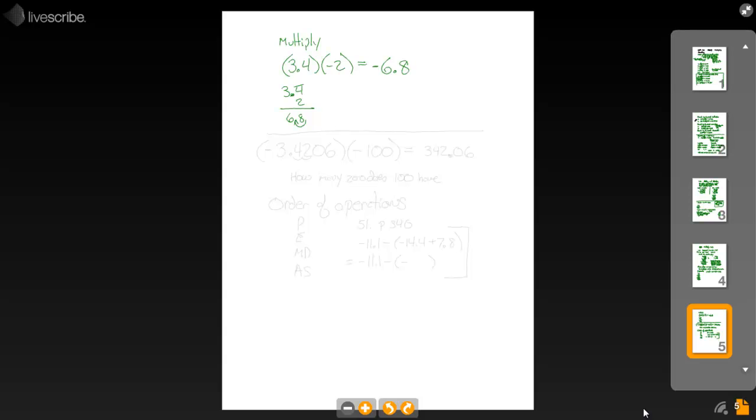Could anybody do... Man, this one's looking ugly. What do you think? We're multiplying. Positive or negative, first of all?